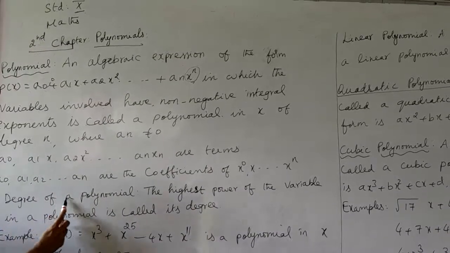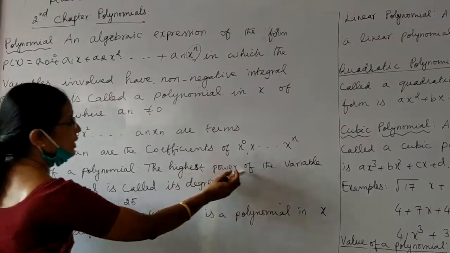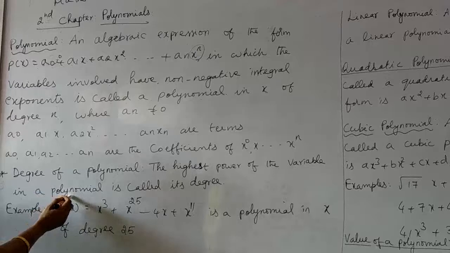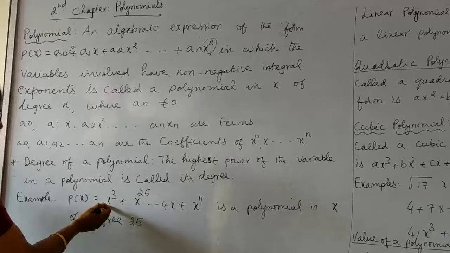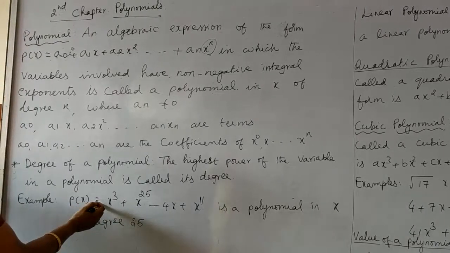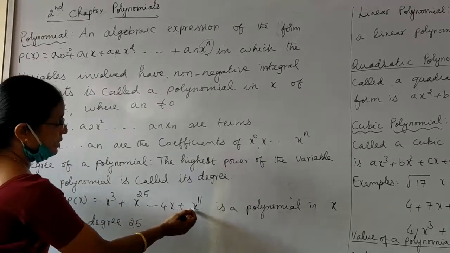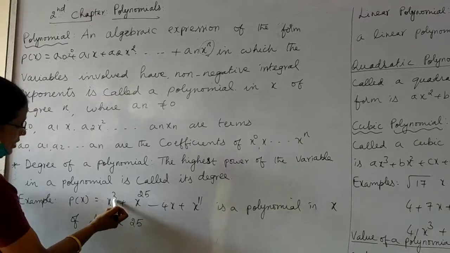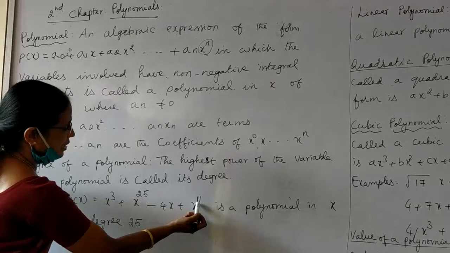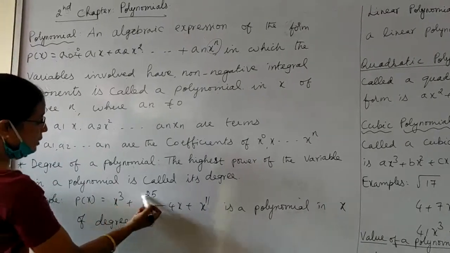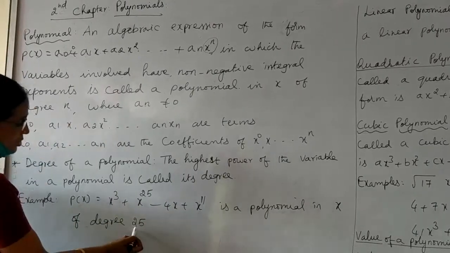Next comes the degree of a polynomial. The definition states that the highest power of the variable in a polynomial is called its degree. With this example, we can understand very easily. The example taken is p(x) equals x cube plus x raised to 25 minus 4x plus x raised to 11. You can see the exponents are here 3, here 25, here nothing is there, therefore we consider 1, and here it is 11. Among the 4 exponents, the biggest number, the highest number is 25. Therefore, the degree of this polynomial is 25.